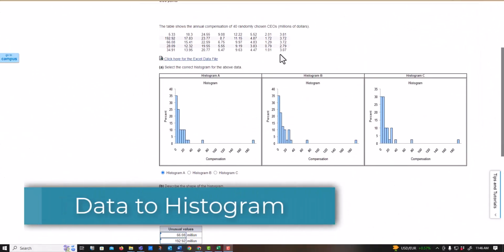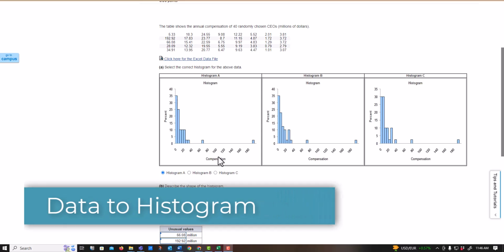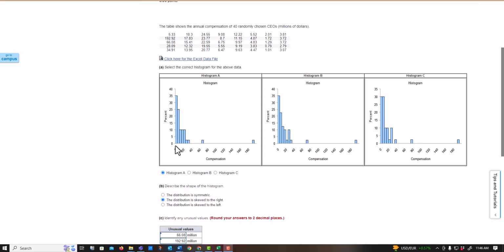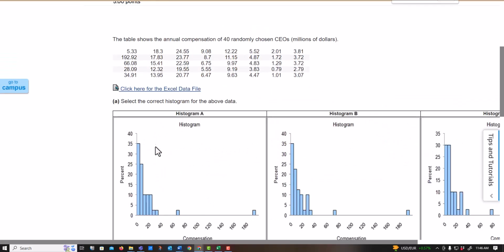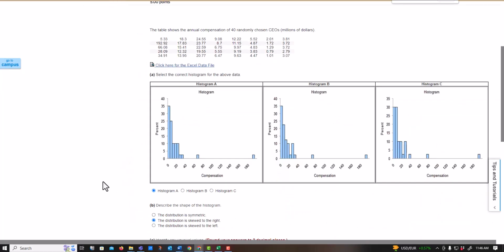All right, I'm given some data and asked which histogram to pick. So the first thing I notice, and I had to zoom in because I'm blind, is these are jumping by 5, 10, 15, 20. So they actually group this data. This might be more than you want to know because you could probably just look at it.